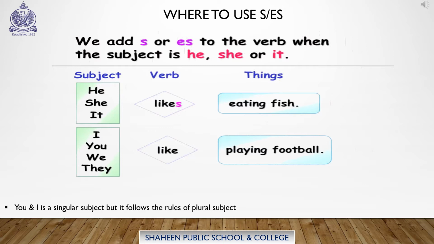So, if we are using any plural subject like I, you, we, they, we will not use s or es with the verb. Like, I like playing football, you like playing football, we like playing football, they like playing football. So, here we are not using s or es with the verb. I and you is a singular subject, but we always follow the rules of plural subject with these two.